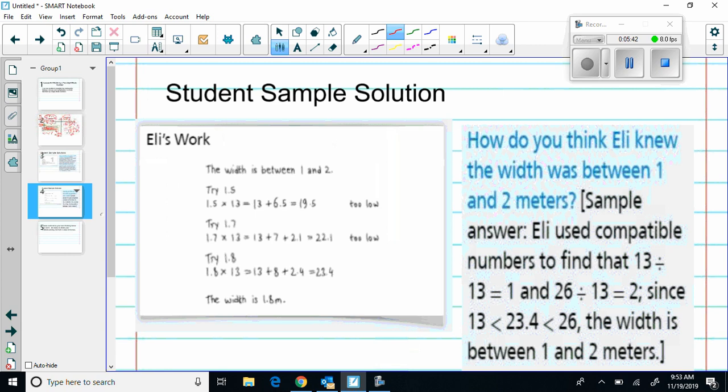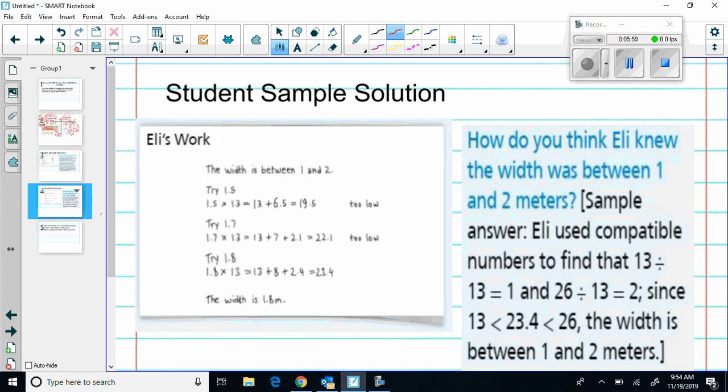And then Eli did the process of elimination. He tried a half, and he got 19.5, which was too low. So he tried 1 7/10, which was too low. So then he went to 1 8/10. So he did the process of elimination, which is another strategy that you can use.